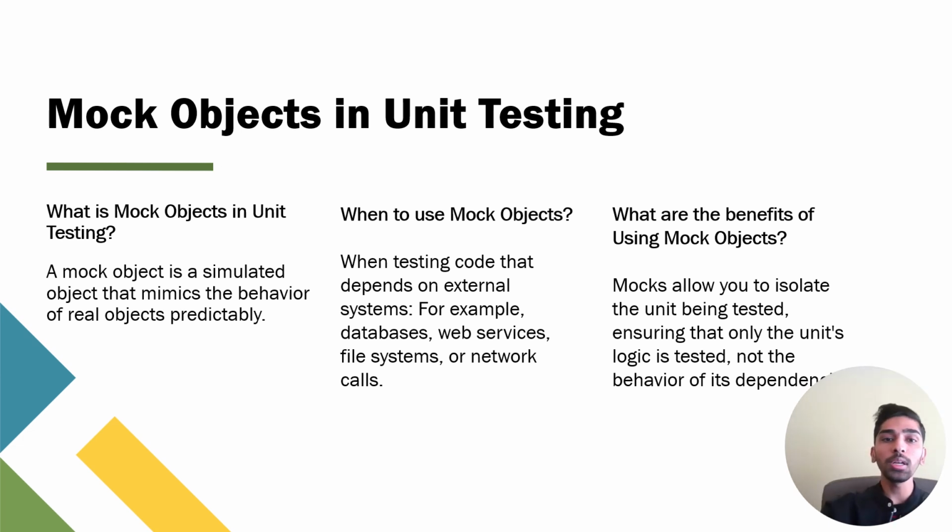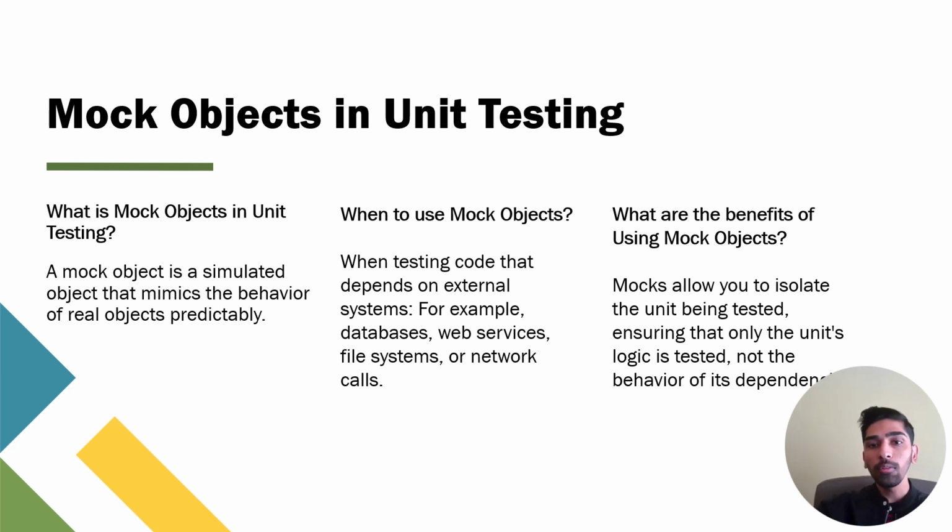Now let's talk about when to use mock objects. When testing code that depends on external systems, for example, database, web services, file system, or network calls. When interactions with the dependency are difficult to simulate or costly, mocking allows you to simulate complex behavior without incurring the cost or complexity of real interaction. When verifying behavior, mocks allow you to check if methods on the dependency were called with the expected arguments.